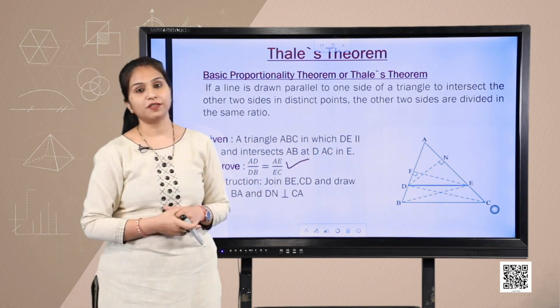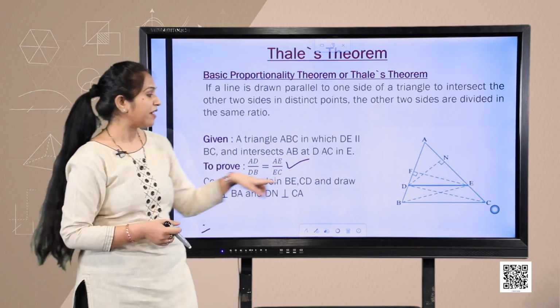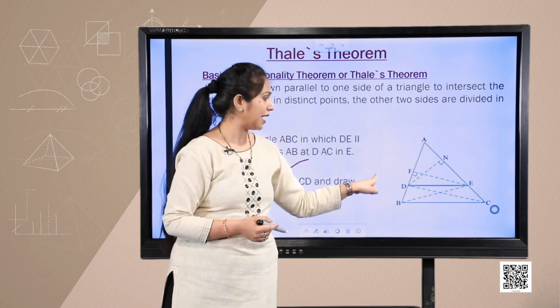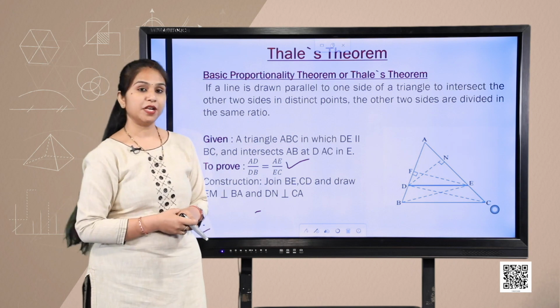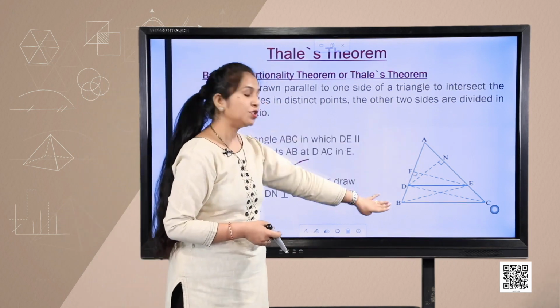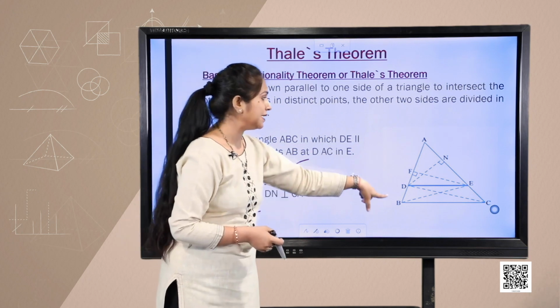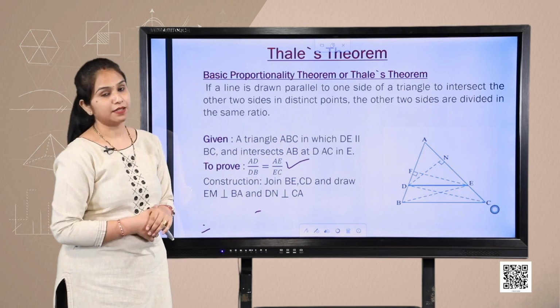In this question, children, we are doing one construction as well. You can see we have to join the lines BE and DC. This is under construction. Also, we are making EF perpendicular to AB as well as DN perpendicular to AC. So let's start the theorem.